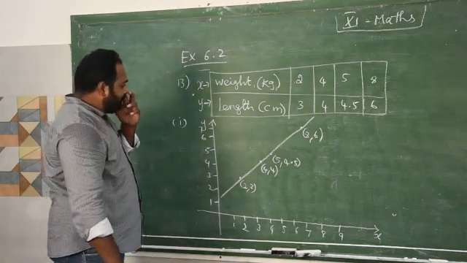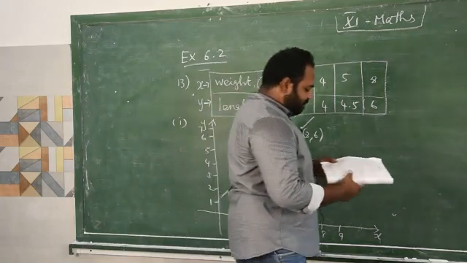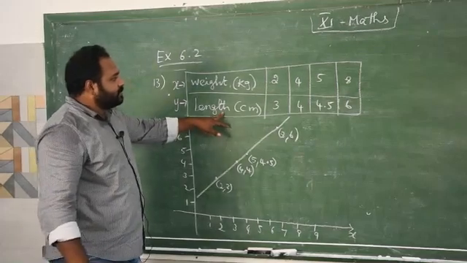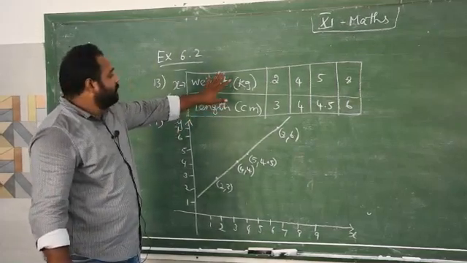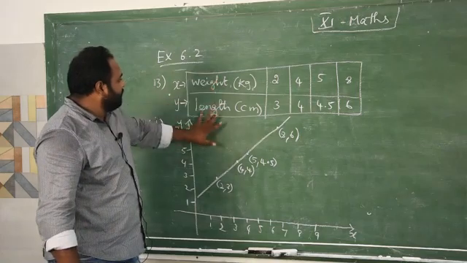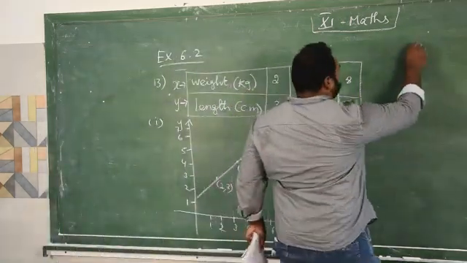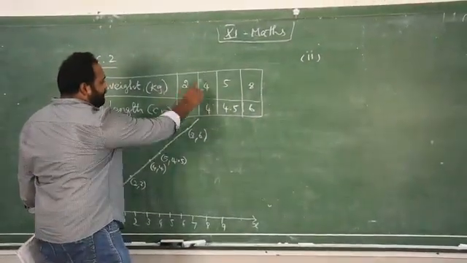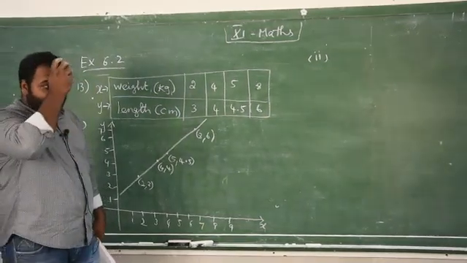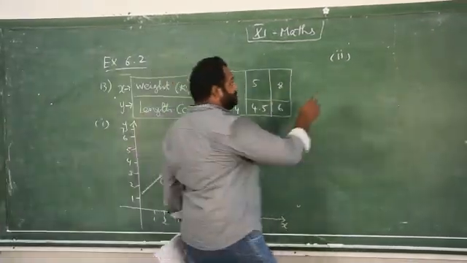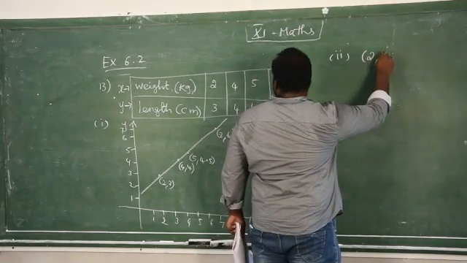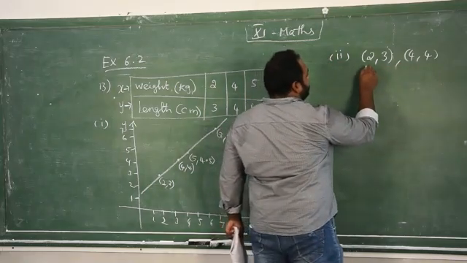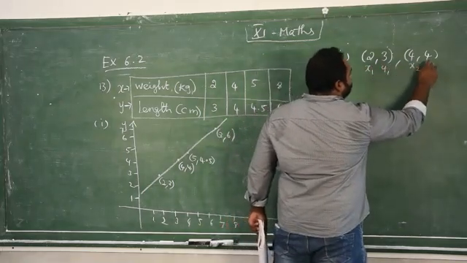So this is the first question answer. The second question is to find the equation relating the length and weight. So we are going to find the linear equation between length and weight. For finding the equation we need information, but the information is given as points. So I am going to take any 2 points from the table and find the equation. Any 2 points we can take, so I take x1, y1, x2, y2.